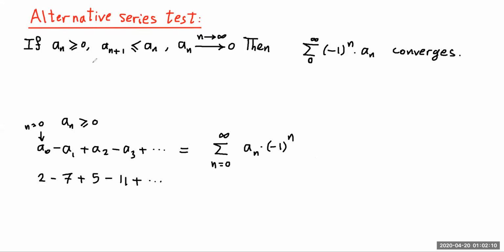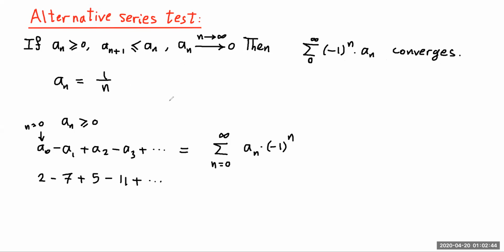So we have a theorem here that says if an is always positive and decreasing and approaches 0 when n goes to infinity, then this series converges. For example, if I take an equals 1 over n, the first condition is correct, the second condition is correct, the third condition is correct.